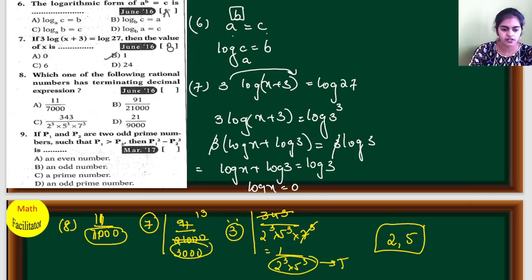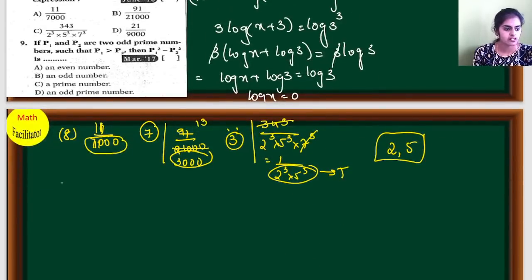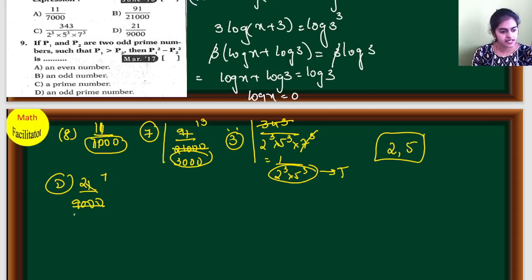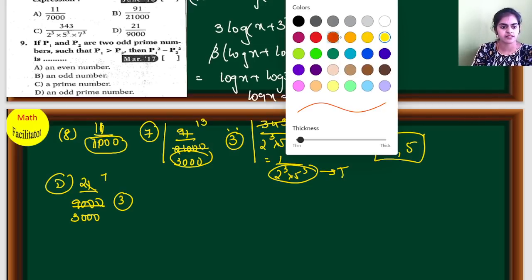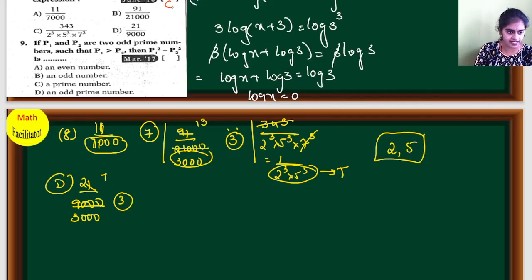So if you want you can check option D also. Option D is nothing but 21 by 9000. So 3 7 times, and 3 0 0 0. Here also you'll have 3 in the denominator's prime factorization. So the only option which is correct is option C.